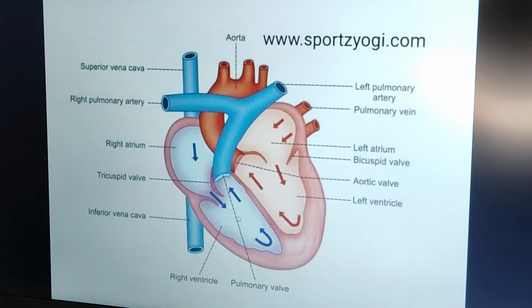Pulmonary circulation: here, from the superior and inferior vena cava, deoxygenated blood enters into the right atrium. From the right atrium, it enters into the right ventricle with the opening of the tricuspid valve. And from the right ventricle to the pulmonary artery, this deoxygenated blood enters with the help of pulmonary valve opening. Now this blood enters the lungs for purification. This is called pulmonary circulation.